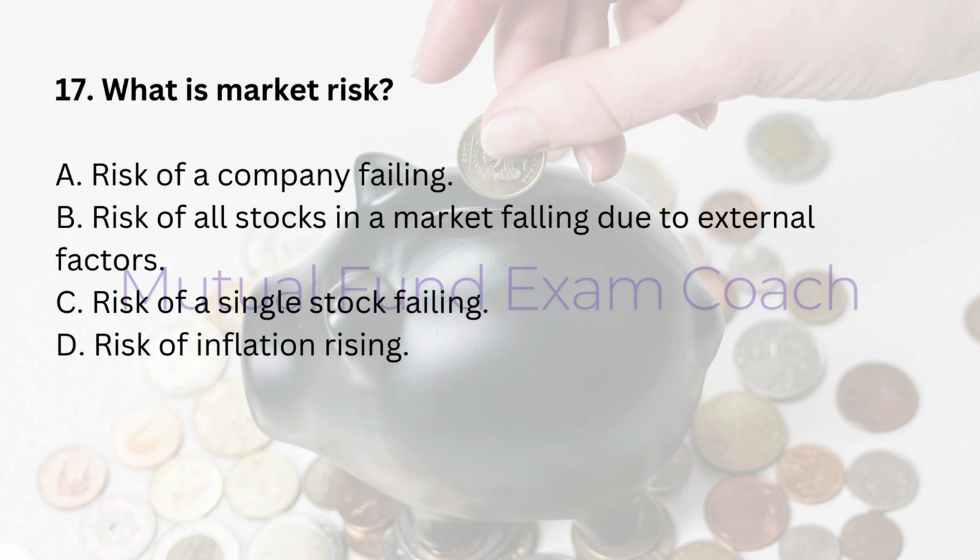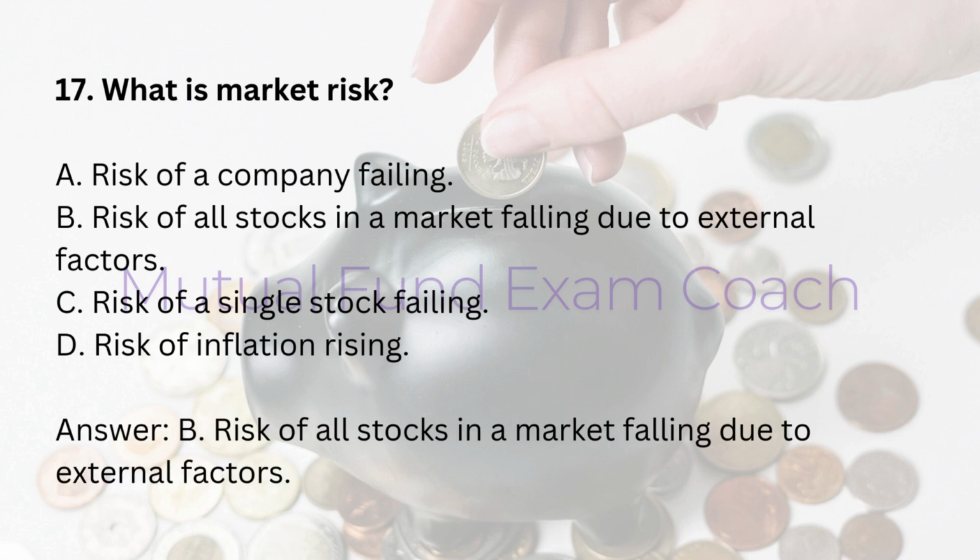17. What is market risk? A. Risk of a company failing. B. Risk of all stocks in a market falling due to external factors. C. Risk of a single stock failing. D. Risk of inflation rising. Answer: B. Risk of all stocks in a market falling due to external factors.